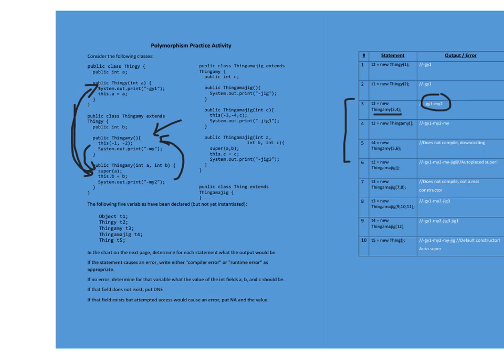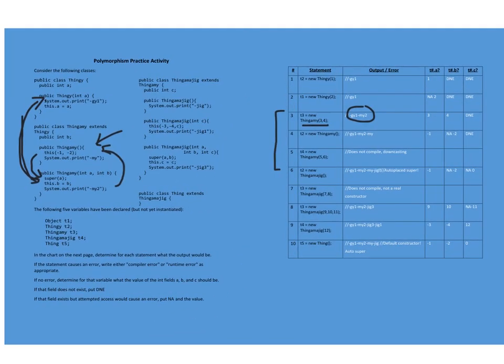T2 is of type thingy, where we just created a thingamy. So T2 does not have access to the field B, so hence the reason why there's an NA here for 2.